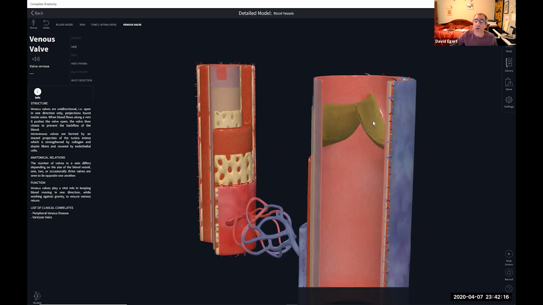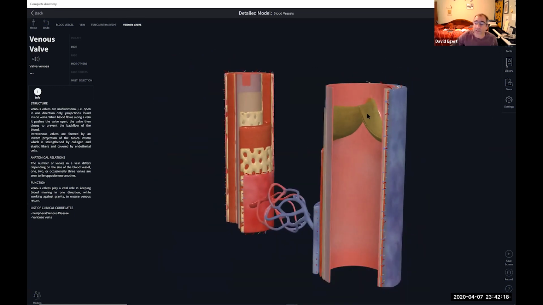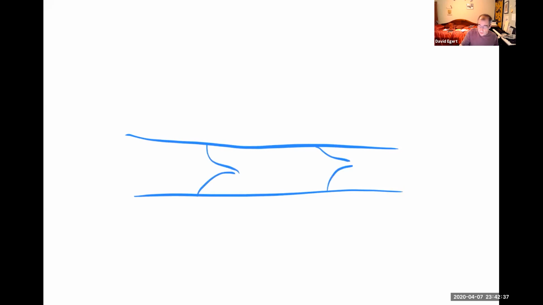These valves work together with a few other things to make sure the blood keeps making it all the way back to the heart. So, here's my vein with my one-way valves. And it's in your body, and there are all these muscles all around. Here are your skeletal muscles.